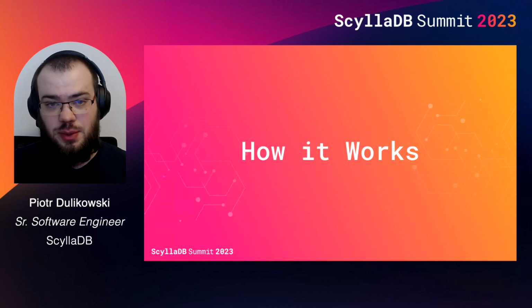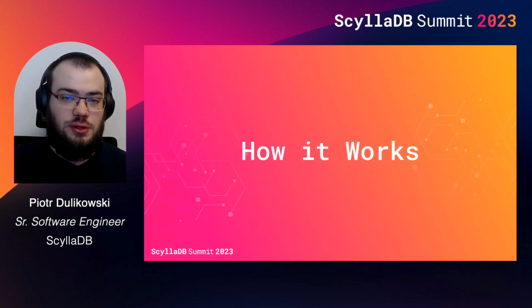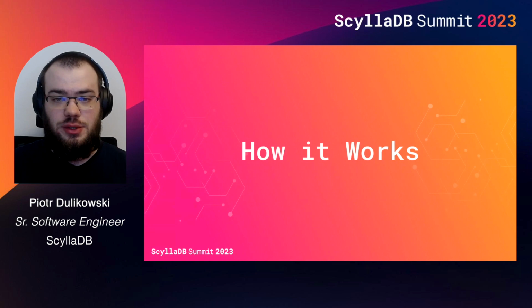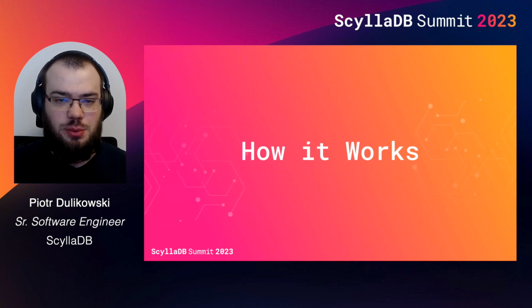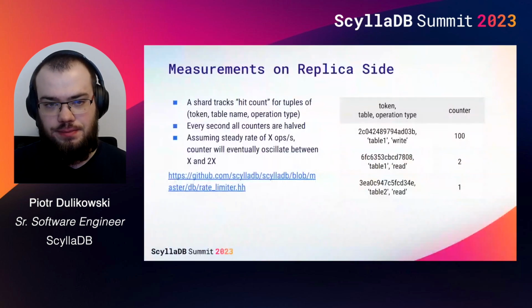So now I will explain how this feature works. In order to know how many requests to reject, we need to estimate the request rate for each partition. Because partitions are replicated in multiple nodes, and not all replicas are usually required to perform an operation, there is no obvious single place to track the rate. Instead, we perform measurements on each replica separately and use them to estimate the rate.